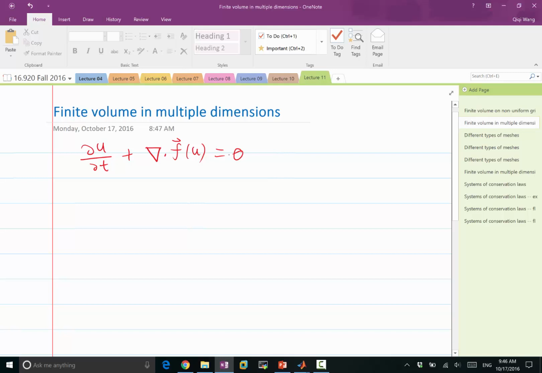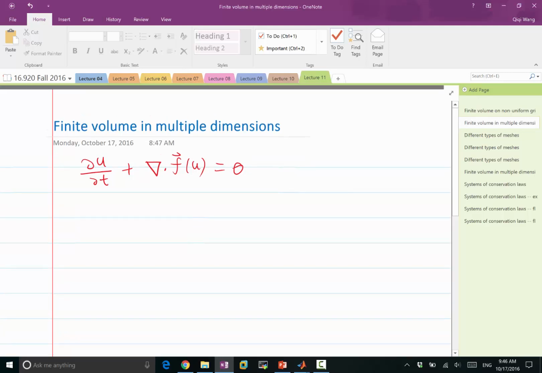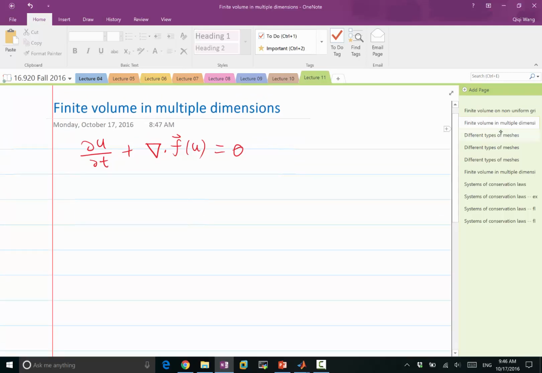Let's actually make it a little bit more general form. It is equal to a function g, let's say, which can also be a function of u.